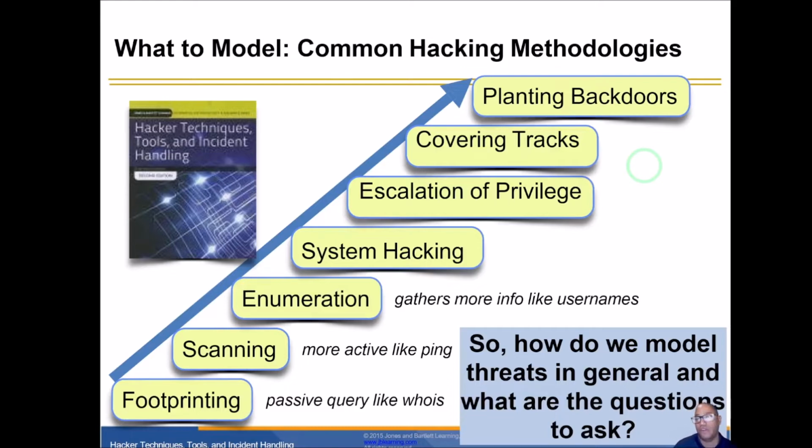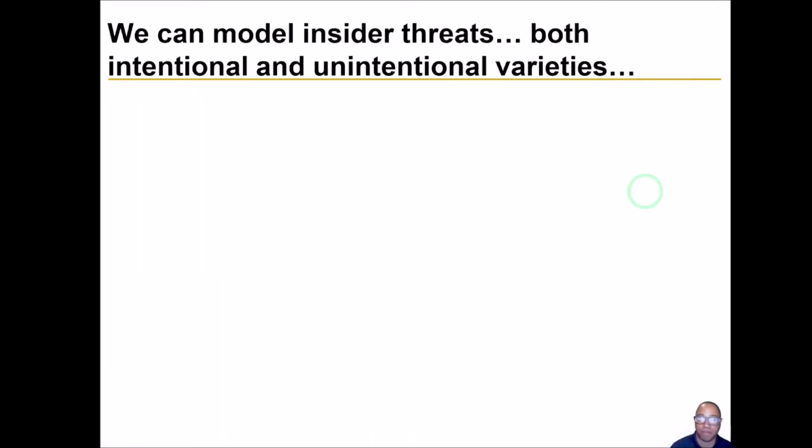So the question is, how do we model threats in general? And what are the questions that we need to ask in order to prepare our system and understand the kind of networks and vulnerabilities that we have? So what can we model? One thing that we can model is insider threats. We can also model outsider threats, obviously, but we're going to start out by modeling insider threats, both intentional and unintentional varieties.